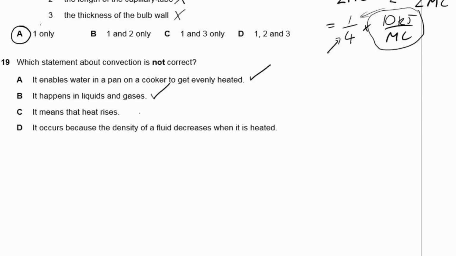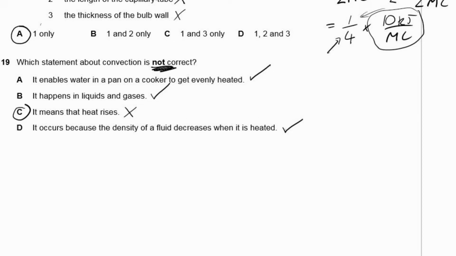C, it means that heat rises. No. Convection does not cause heat to rise. Heat rises, causing convection. So it's a little bit of an odd one, putting quite a fine line between the definitions there. So convection doesn't mean that heat rises. Heat rising causes convection. So no. And of course that happens because of the change of density in the liquid or the gas. D, it occurs because the density of a fluid decreases when it is heated. Well, that's absolutely true as well, as we just mentioned. Okay, so the thing that is not correct, that is not true, is C.